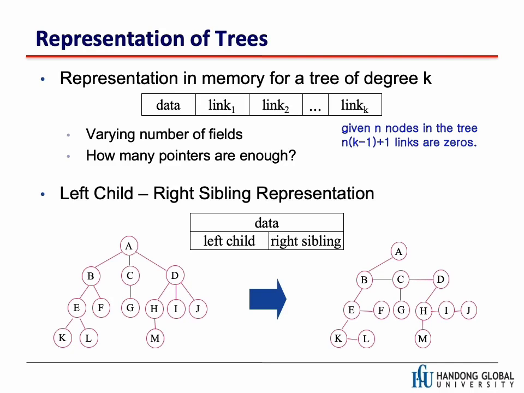So basically, we have n times k links in this representation. See that? If we have n nodes, then we have n rows in this 2D matrix. And then we have k links for each node. So we have n times k links. Then how many links do we use actually, given n nodes? Actually, we use n-1 links. How do you know that?